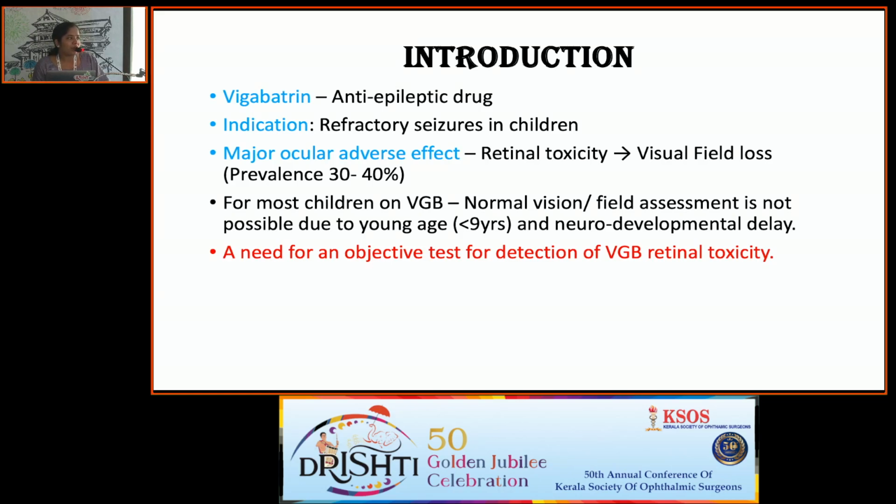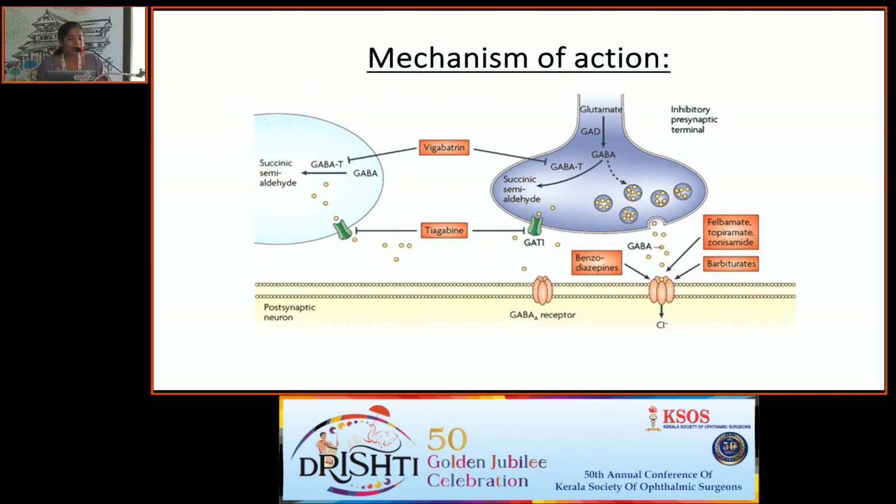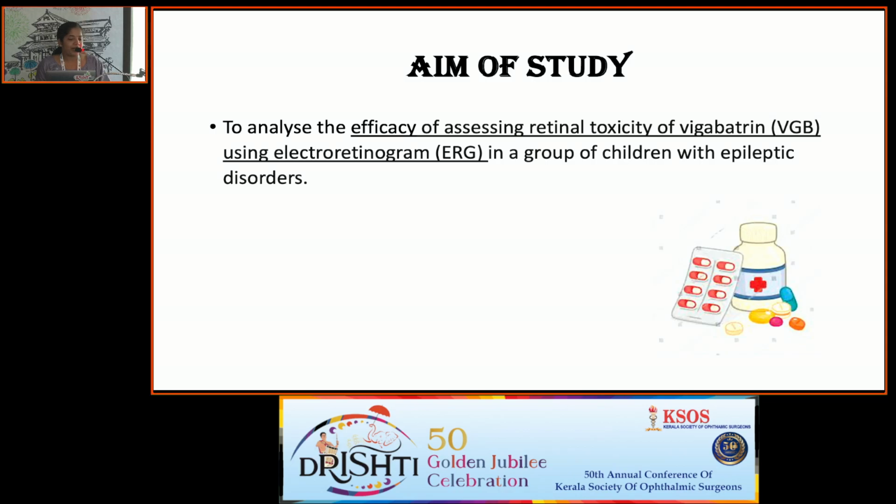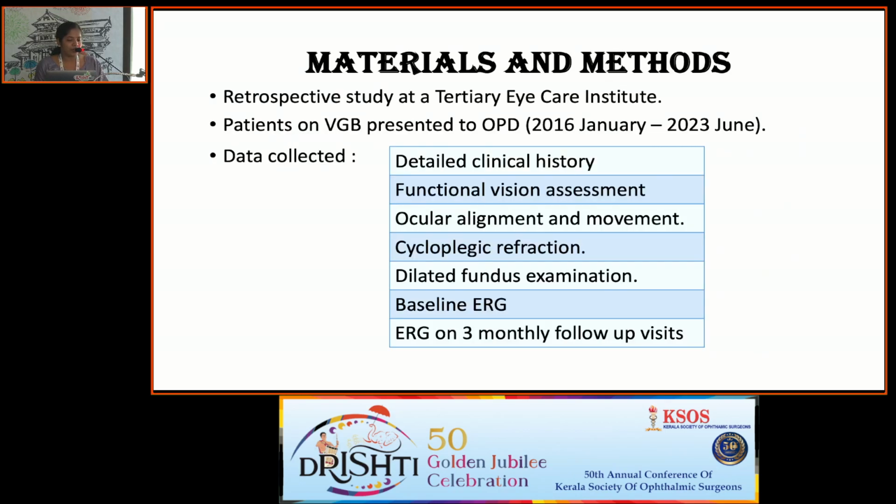But for most children on Vigabatrin, a normal vision or field assessment is not possible due to their young age or neurodevelopmental delay. So there is a need for an objective test for the detection of the toxicity. Vigabatrin acts at the synapses by inhibiting the enzyme GABA transaminase and thereby increasing the concentration of gamma aminobutyric acid, which is an inhibitory neurotransmitter, producing an anti-epileptic effect. The aim of the study is to analyze the efficacy of assessing retinal toxicity of Vigabatrin using ERG in a group of children with epileptic disorders.